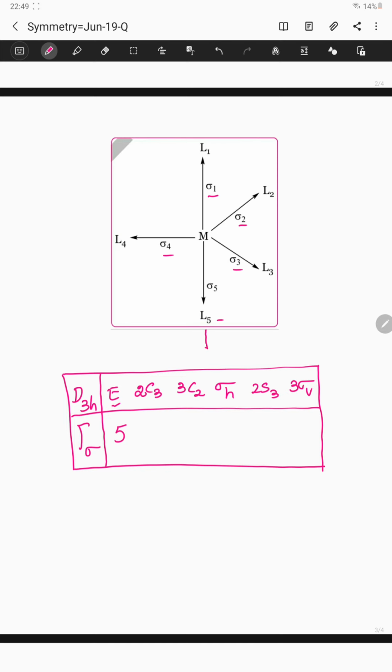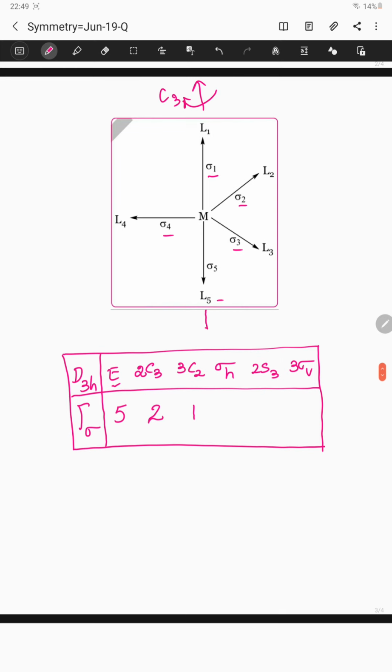Then when we proceed towards C3, when we operate a C3, sigma 1 and sigma 5 do not shift, whereas the equatorial bonds will shift. So the number of bonds unshifted upon C3 operation would become 2. The character under C3 is 2. There are 3 C2s, and each C2 would pass through one of the equatorial ligands, which will be unshifted, therefore the character under C2 will become 1.